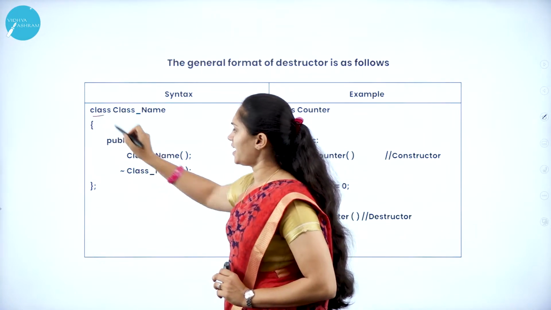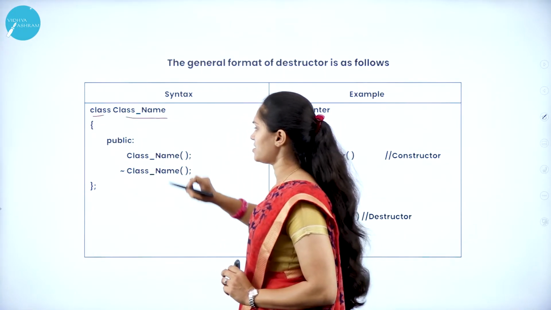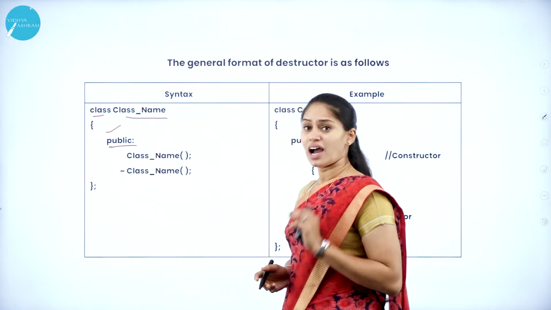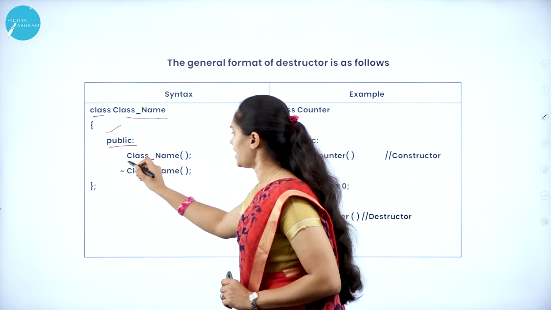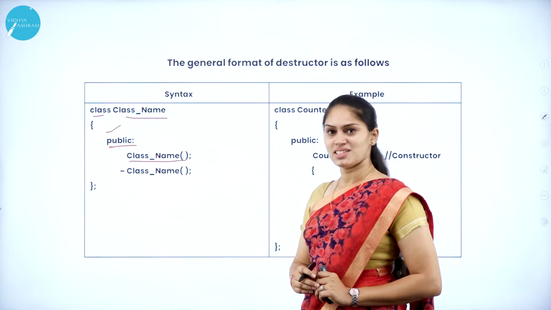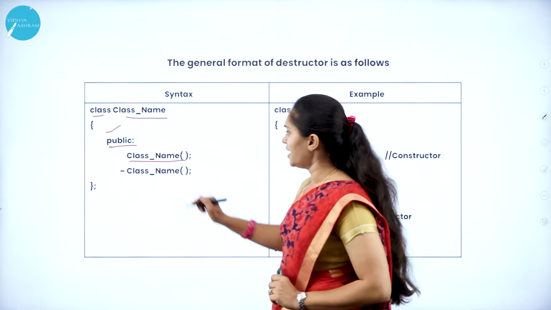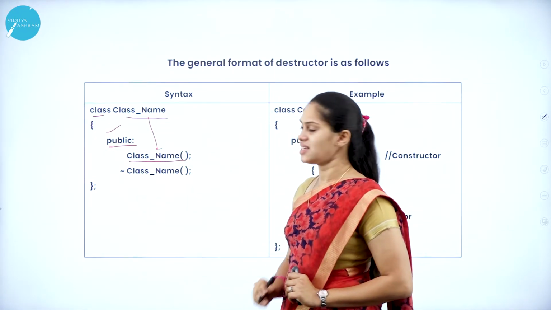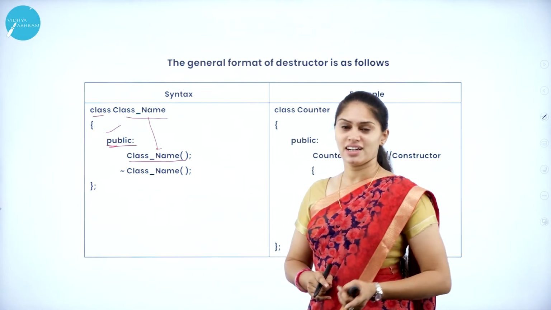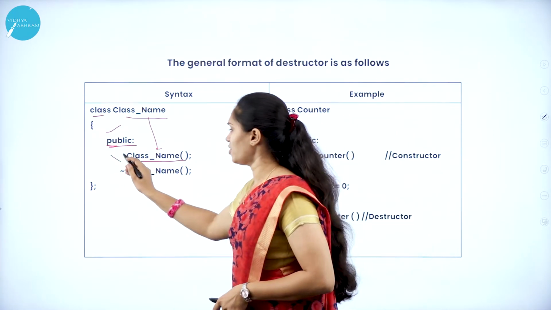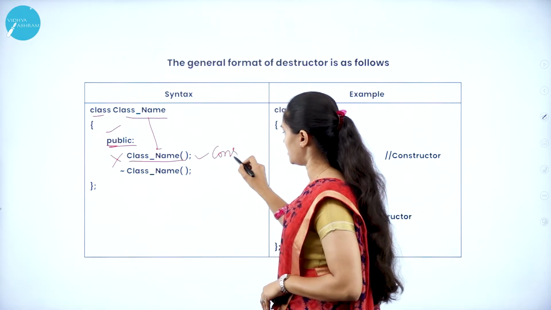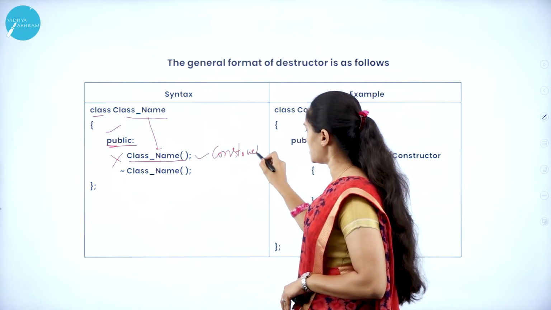Here I have a class keyword and a class name, and I'm opening the scope of the class. Under the scope of public, I'm creating one member function. So how can I call this a constructor? Because it has the same name as the class, it is under the public section, and you have to check whether it has a return type or not. Here I don't have any return type, so I can easily call this a constructor.